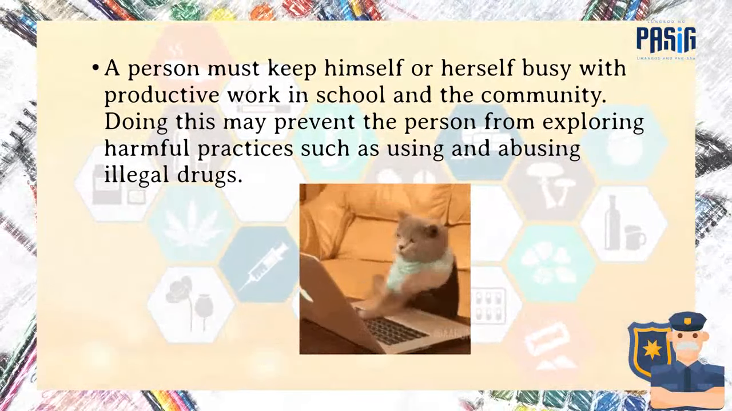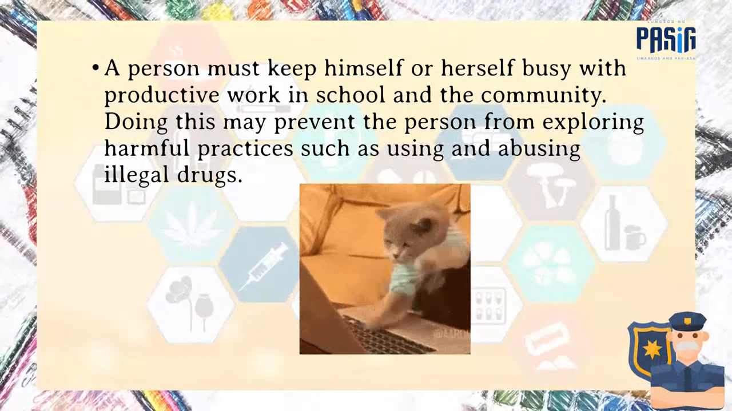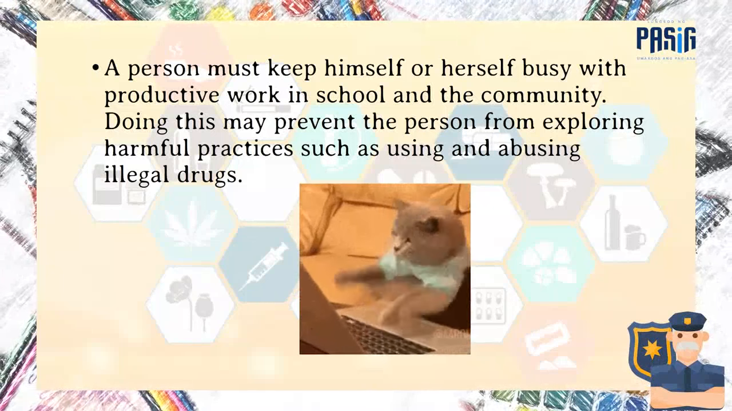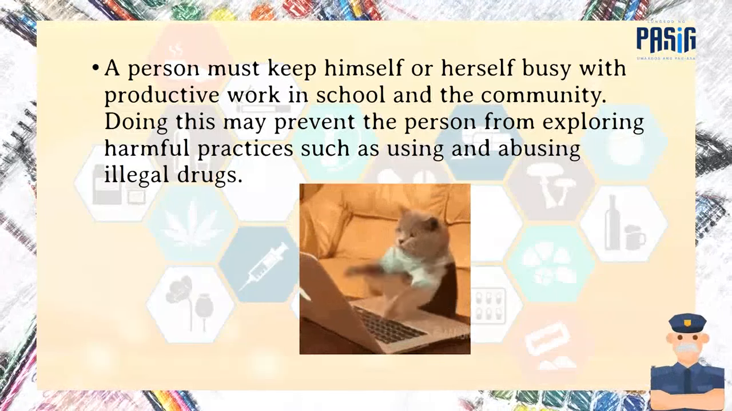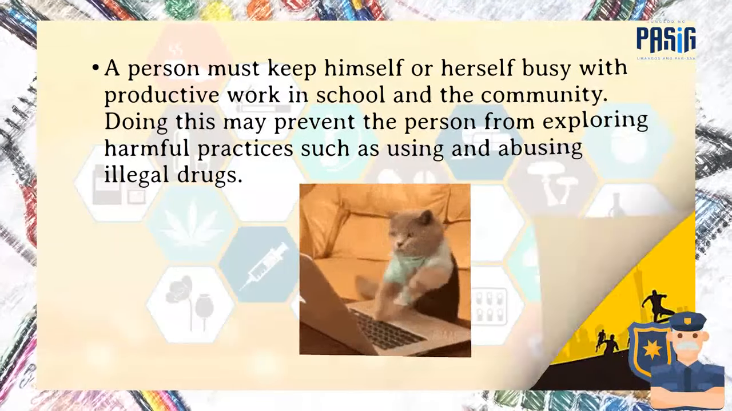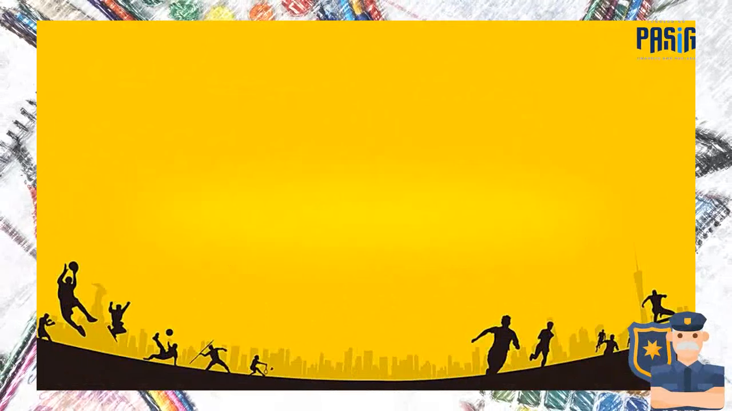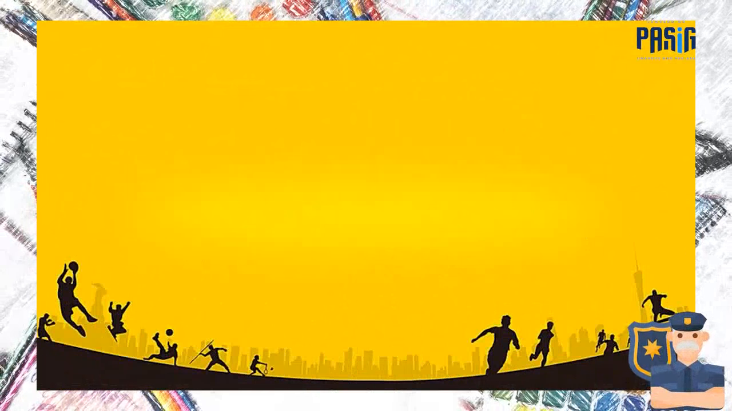A person must keep himself or herself busy with productive work in school and the community. Doing this may prevent the person from exploring harmful practices such as using and abusing illegal drugs. Another important protective factor that a person must practice is having resistance skills and decision-making skills.